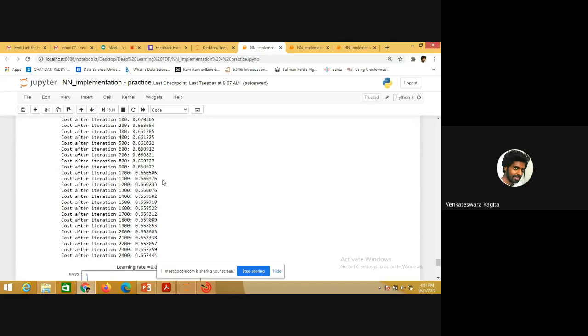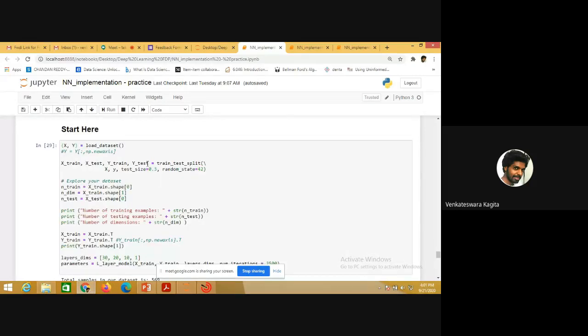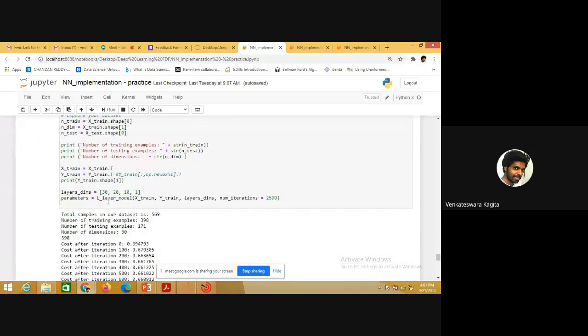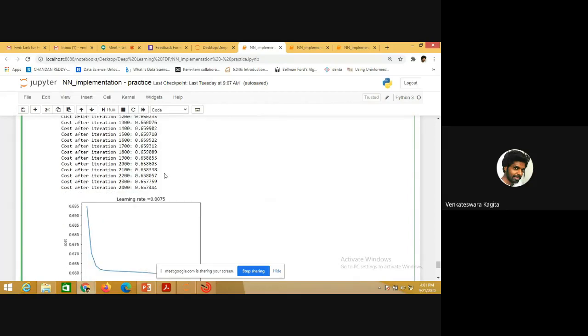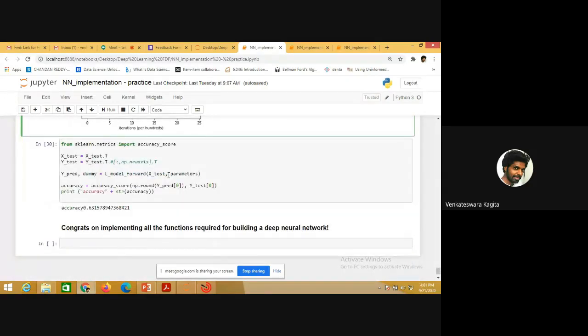So this is how you load the data set. You divide it into training and testing, and then you pass this training data to the L layer model that we have developed: X train, Y train, layer dimensions, number of iterations. Using the parameters that you obtained from the network, you can test it. So these parameters and X test, you pass to L model forward, which will give you the Y prediction. Once you get the Y prediction, you can compute the accuracy of the model by passing it to accuracy score. So this is 63% accurate, which is not good. You can try different hyperparameters and tune it up.